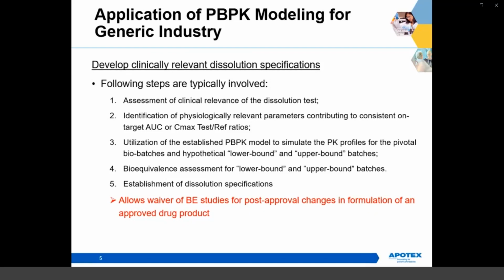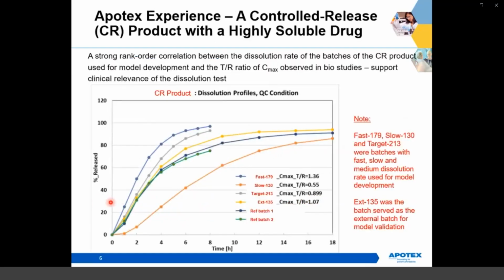In the next few slides, I'm going to use an example from the Apotex file to demonstrate this application. This example is based on our experience with a controlled-release product with a highly soluble drug. This figure displays the dissolution profiles of 4 batches of the CR product and 2 batches of the brand product. In addition, the TR ratio of Cmax from the corresponding biostudies will also be displayed in this figure.